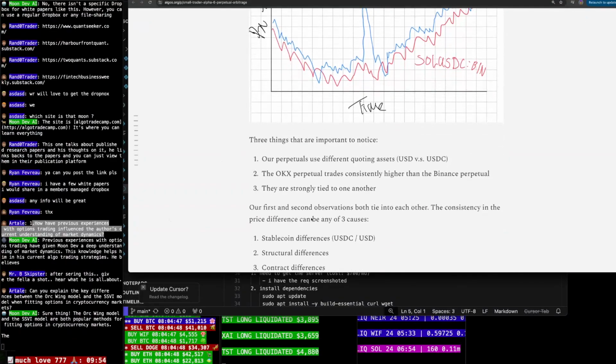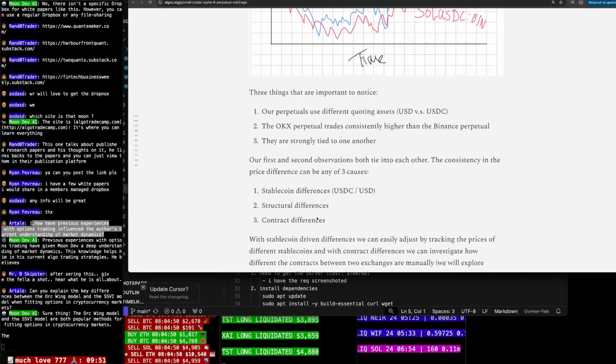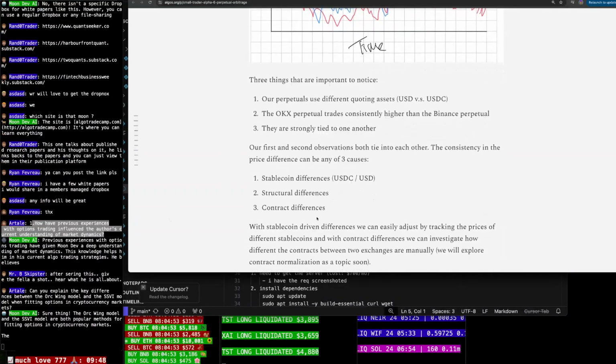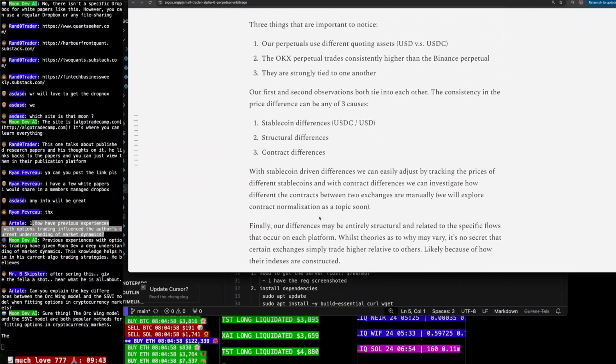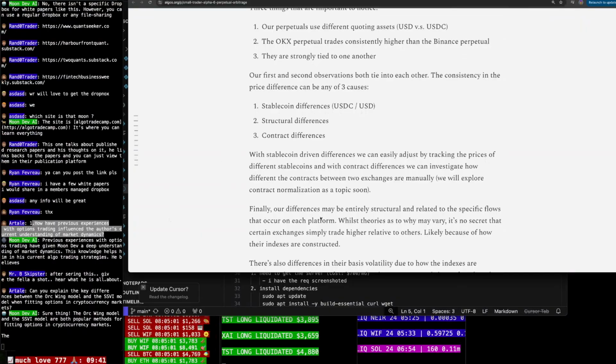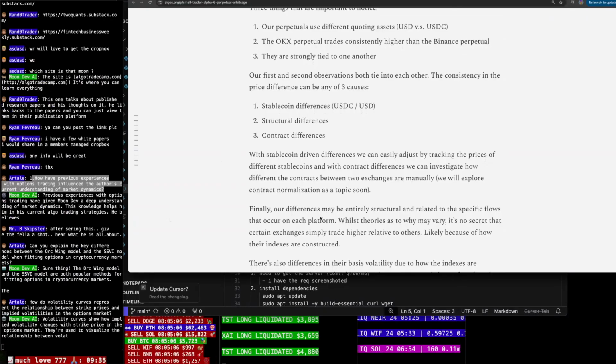Three things that are important to notice: perpetuals use different quoting assets, USD versus USDC. The OKX perpetual trades consistently higher than the Binance perpetual. They are strongly tied to one another. Our first and second observations both tie into each other. The consistency and the price difference can be any of three causes: stablecoin differences (USDC, USD), structural differences, or contract differences. With stablecoin driven differences, we can easily adjust by tracking the prices of different stablecoins, and with contract differences, we can investigate how different the contracts between two exchanges are manually.